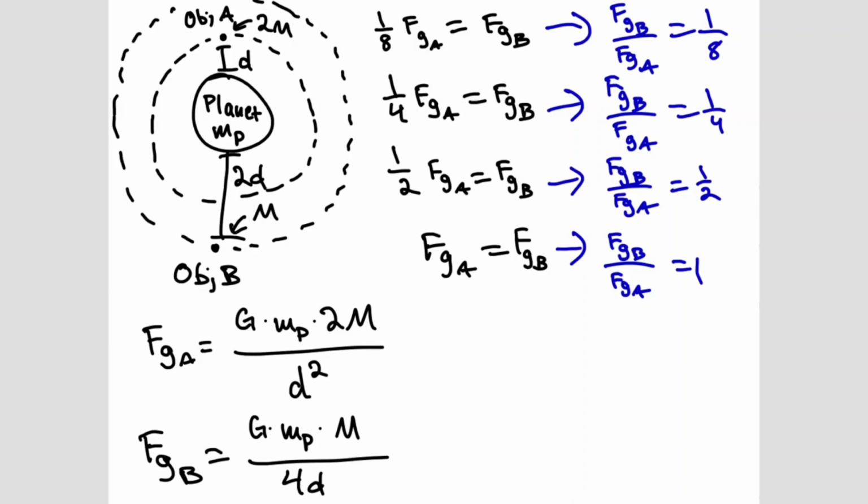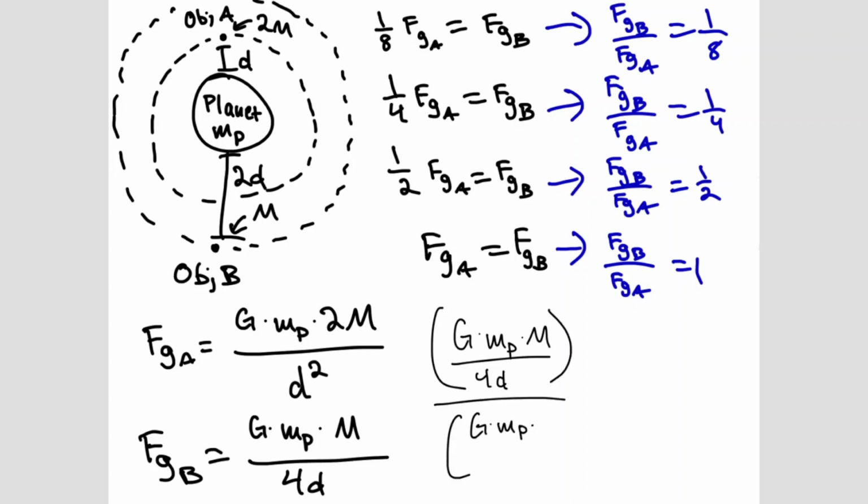So now, because I have outlined all of my answers as the force of gravity on B over the force of gravity on A, I am going to divide the force of gravity on B by the force of gravity on A. So this is going to be G times that over 4d, that divided by, forgot a squared there. Wow, at least I caught that.